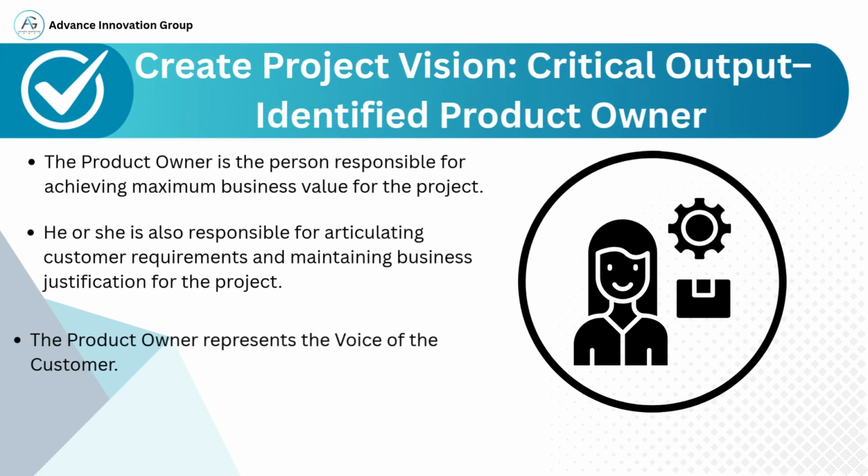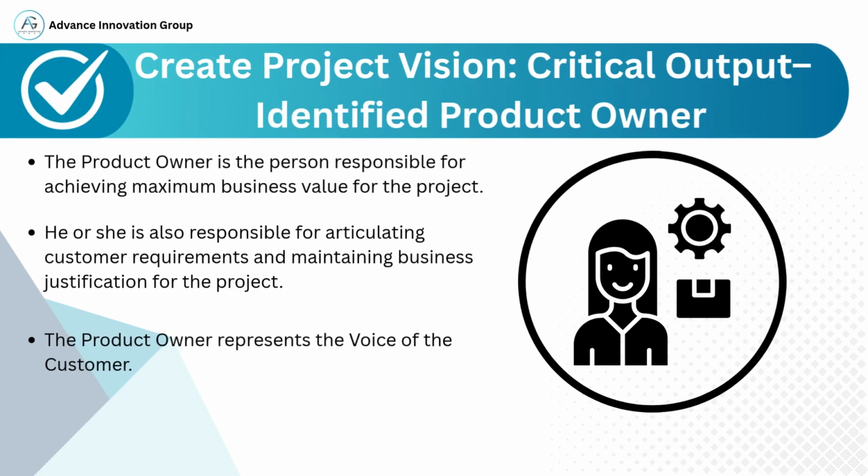One of the most critical outputs of the Create Project Vision process is the identified product owner. The product owner plays a central role in the success of a Scrum project. The product owner is responsible for maximizing business value delivered by the project. They ensure that the team is always focused on the most valuable tasks and priorities from a business perspective. The product owner is the main link between the business and the Scrum team.